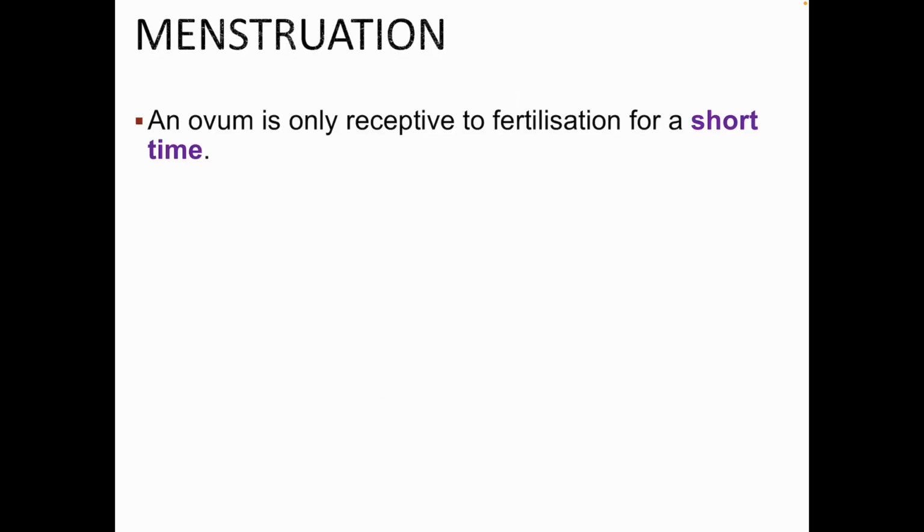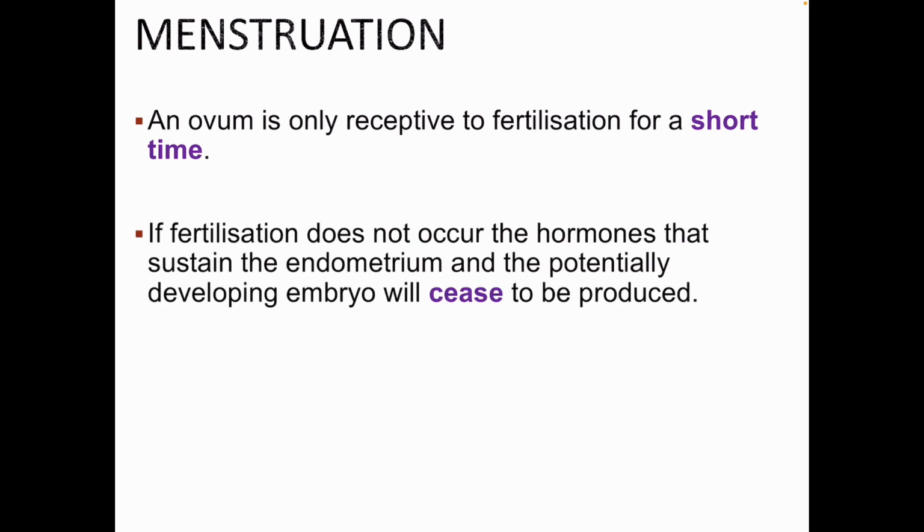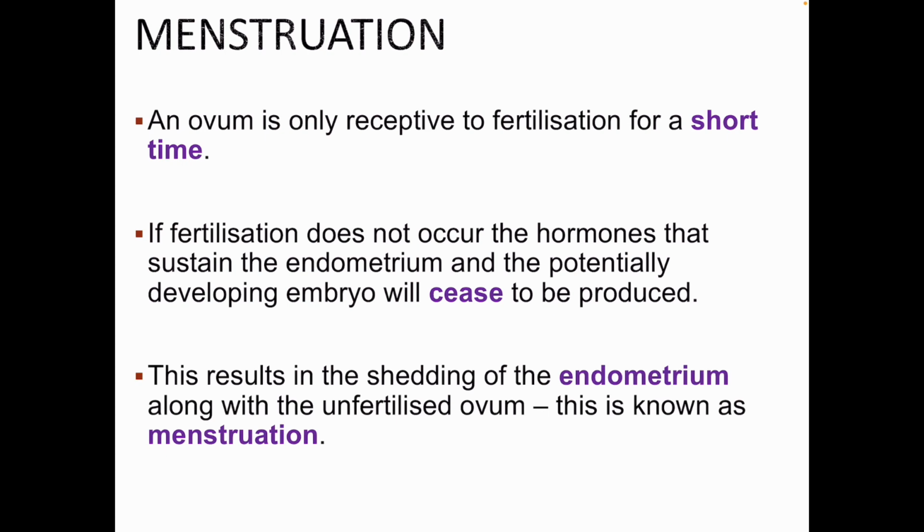An ovum will only be viable for fertilisation for a short time, around 24 hours. If fertilisation doesn't take place within that time, then the hormones that are sustaining the endometrium, the lining of the uterus, will stop being produced. And then menstruation will take place. This is the shedding of the endometrium, commonly known as a period. So the endometrium will come away and the unfertilised ovum will also come away, and they will pass out through the cervix and out through the vagina.